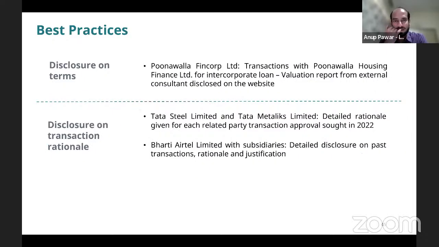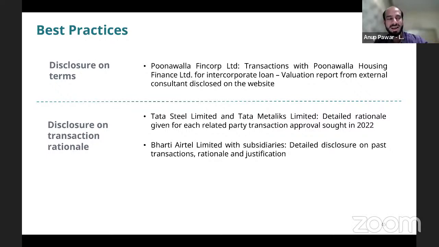What are some of the best practices on RPTs? A couple of things that we've seen. Poonawalla FinCorp had transactions with another group company, Poonawalla Housing Finance, for an intercorporate loan. They actually give out a lot of detail on it. Tata Group does very well on related party transaction disclosures.